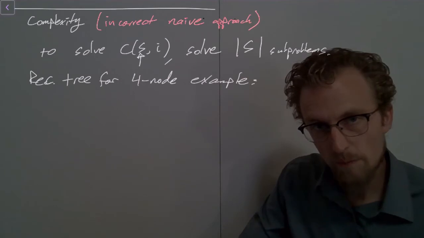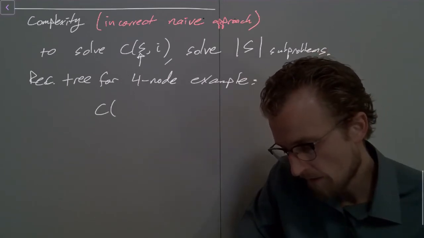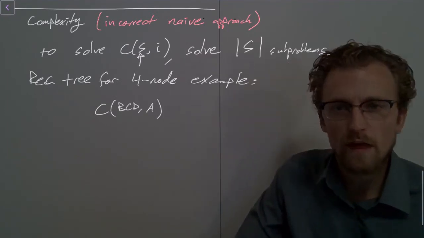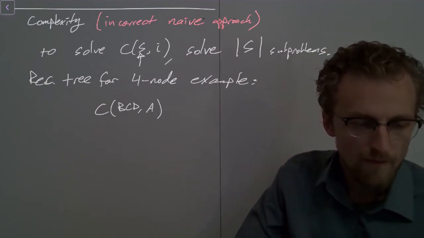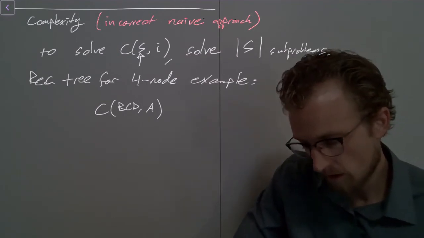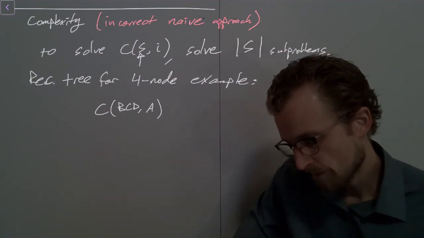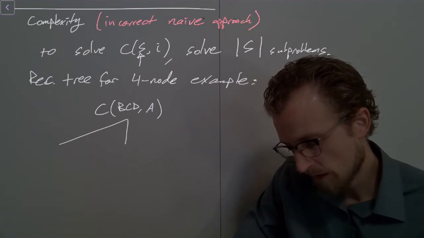So in the 4-node example, the big question that we're asking is, what is C of B, C, D, and A? That's our big question, the overall question. And what we showed here is that to solve that, we have to solve 3 subproblems. So we have to essentially imagine recursing 3 times.